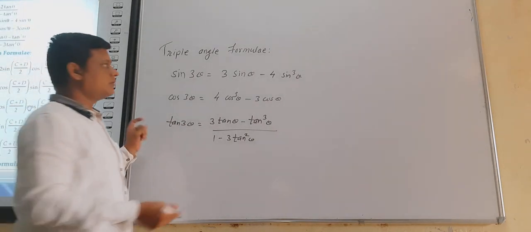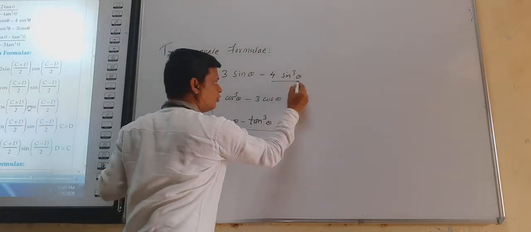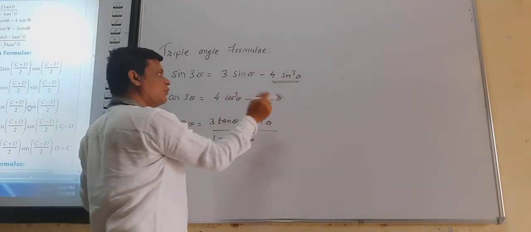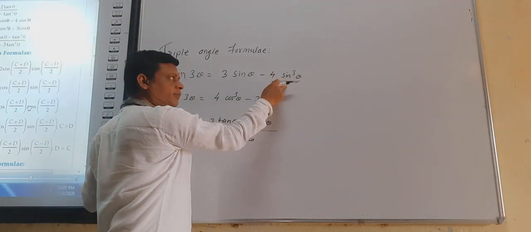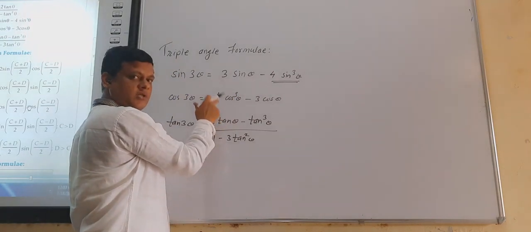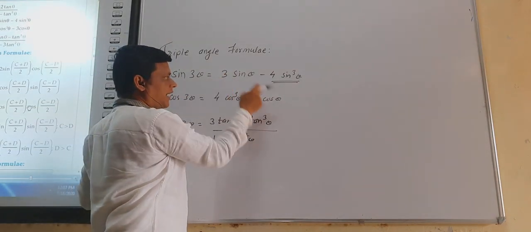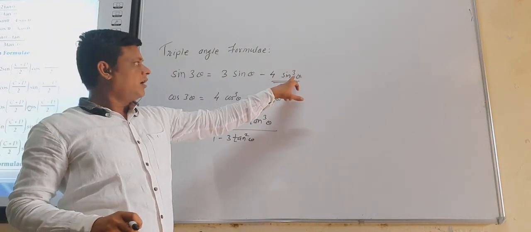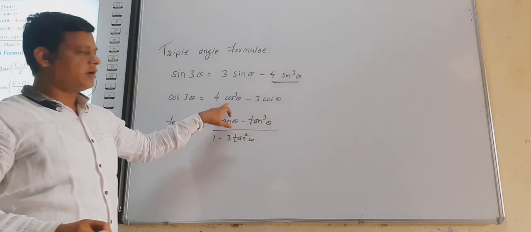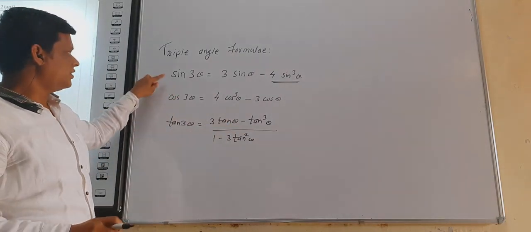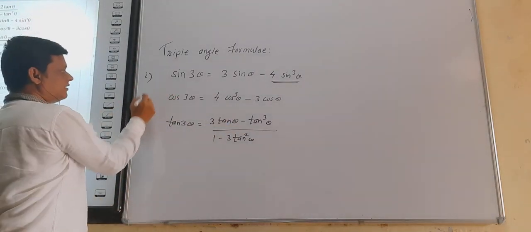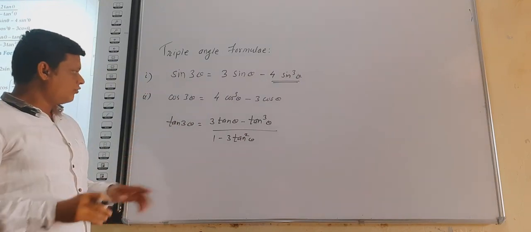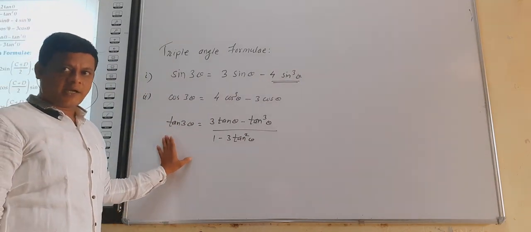Observe the terms. Here is 4 sin cube theta, here is 4 cos cube theta. That means we have to write the term in the second position at the first position, and the term in the first position at the second position. And instead of sin, you have to write the cos ratio. So this is the formula for sin, this is the formula for cos, and you have to remember this tan 3 theta.